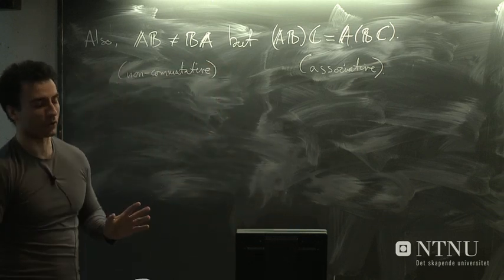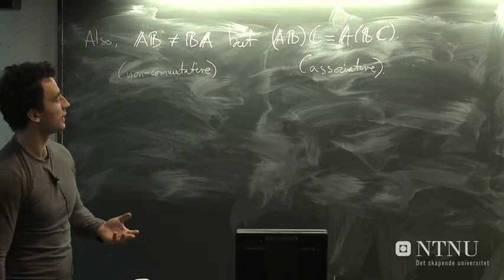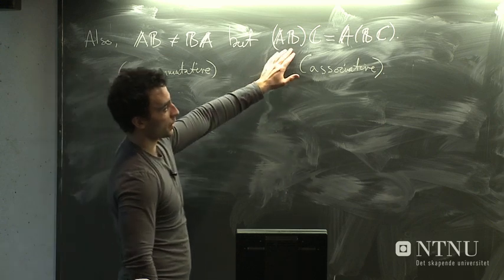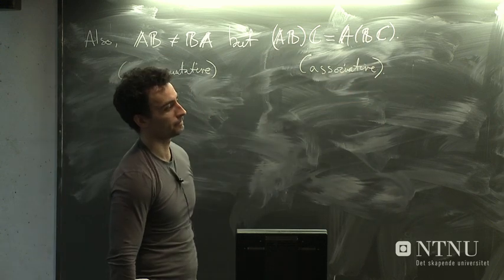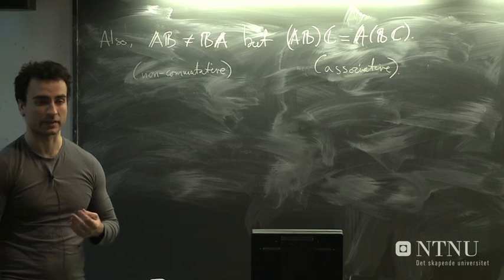So these orthogonal transformation matrices are non-commutative, but they are associative, meaning that they satisfy this property. So keep in mind that the order of rotation actually is important.